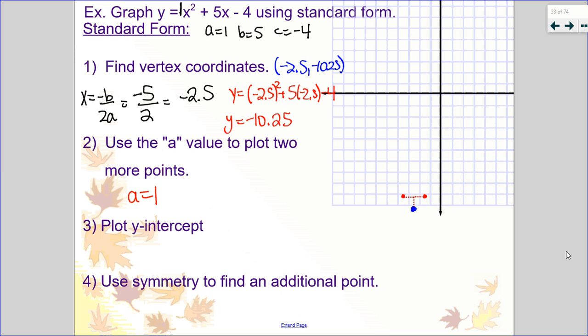The y-intercept, again, as a reminder, occurs when x equals 0. So if we plug x equals 0 into the equation, what do we get?